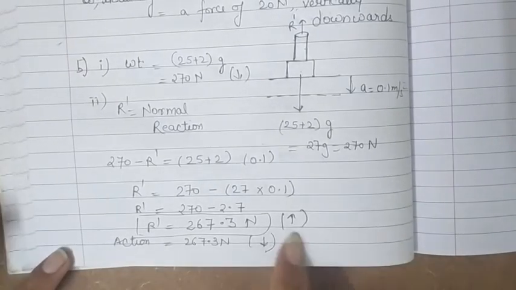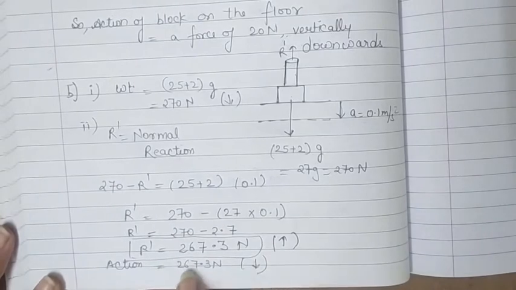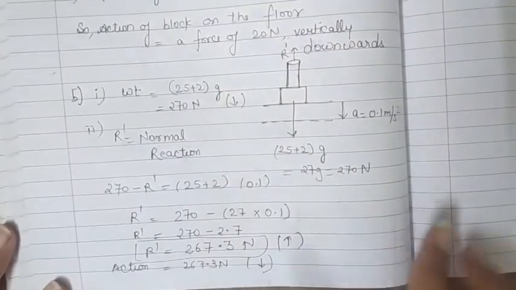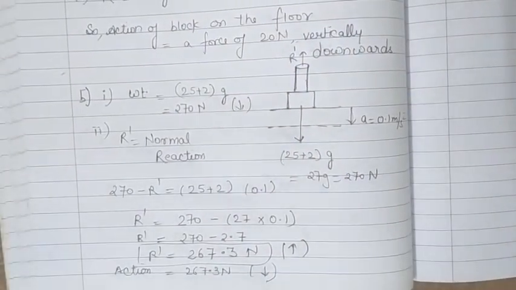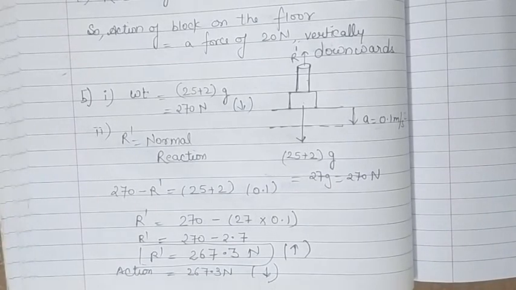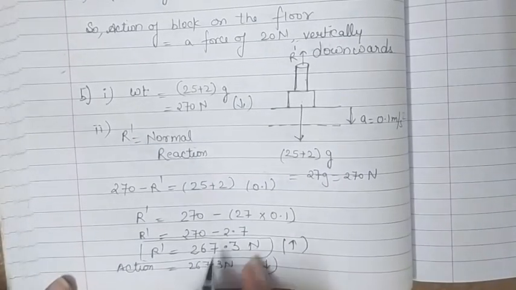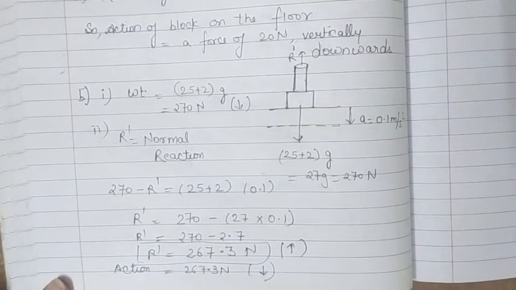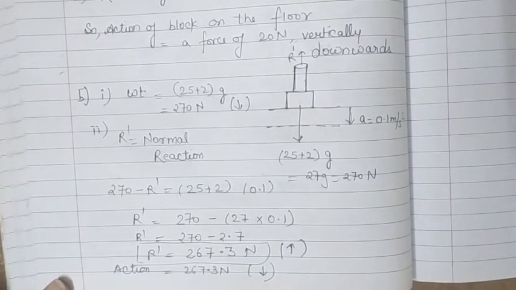In this case, in the second case, this is not only because of the block, this is because of the whole system, because now the block and the cylinder are acting as a system. So this action is because of the system, and we are using the third law of motion to calculate this.